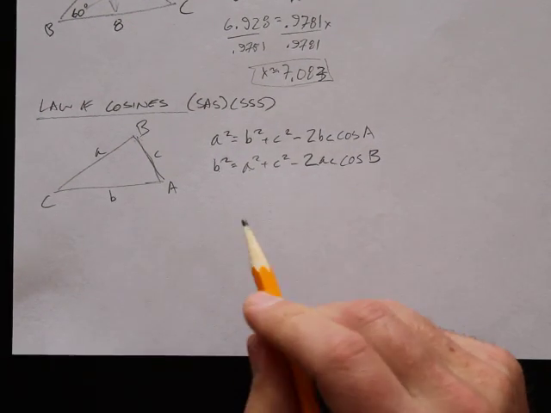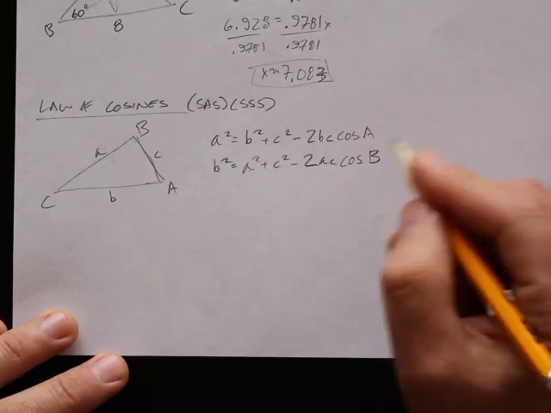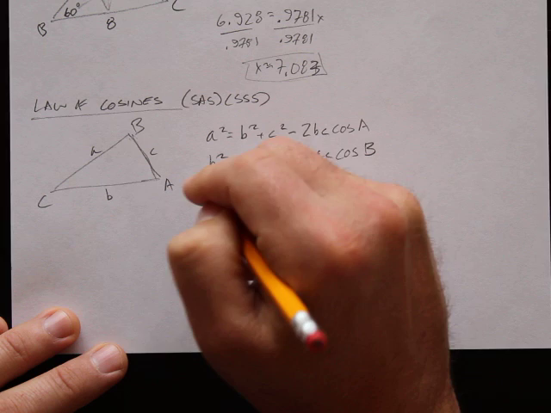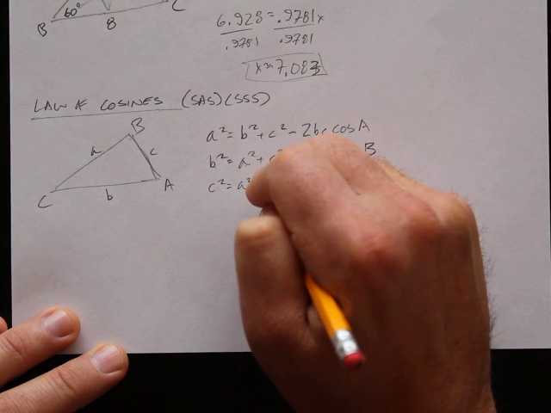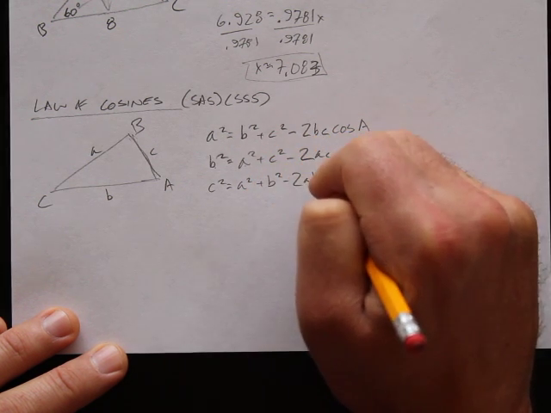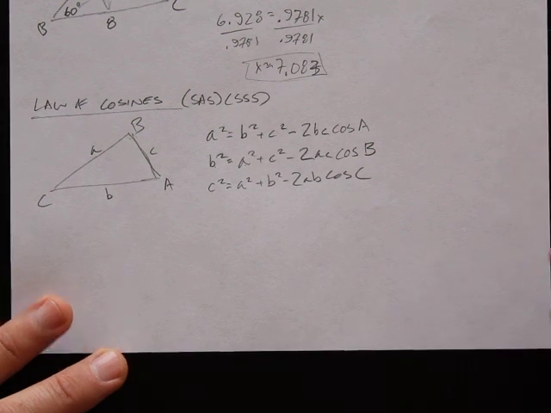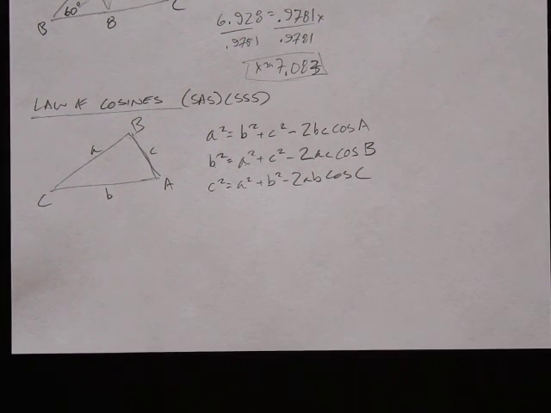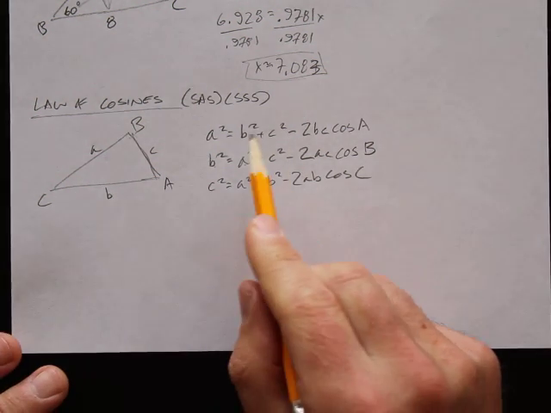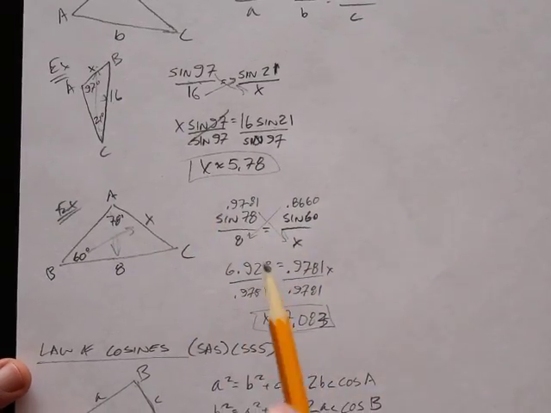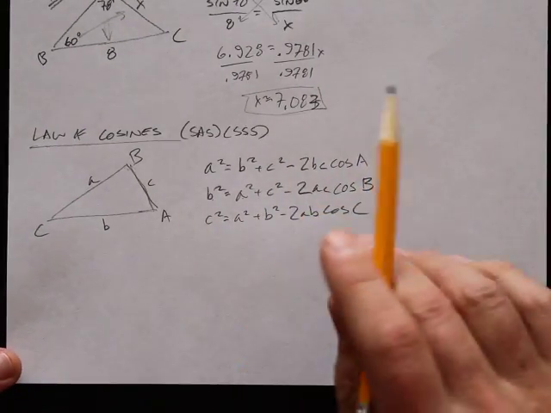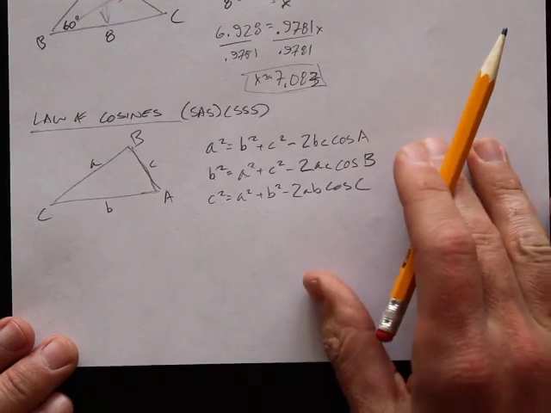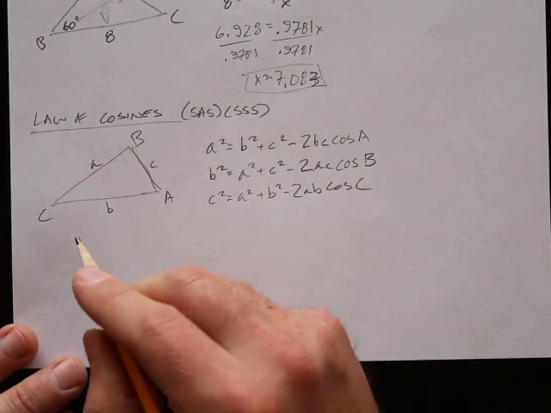So you should be able to tell me what the third formula is here. It should be C squared equals A squared plus B squared minus 2AB times the cosine of C. So that is the law of cosines. And let's use it. You see this is way messier than the law of sines. So if you can figure out a way to use law of sines instead of law of cosines, use law of sines. It's way easier, but there are times when you need to use law of cosines.